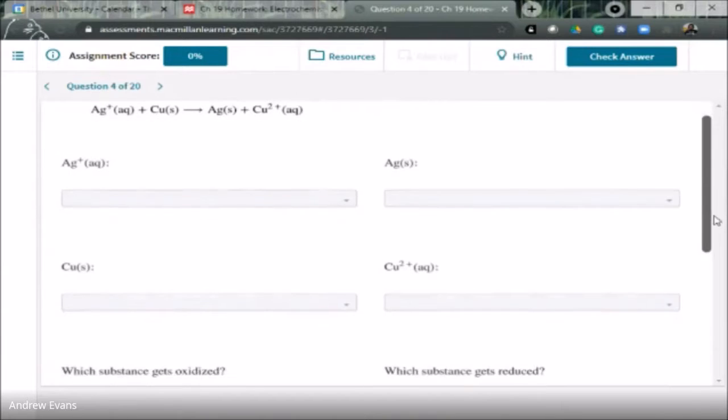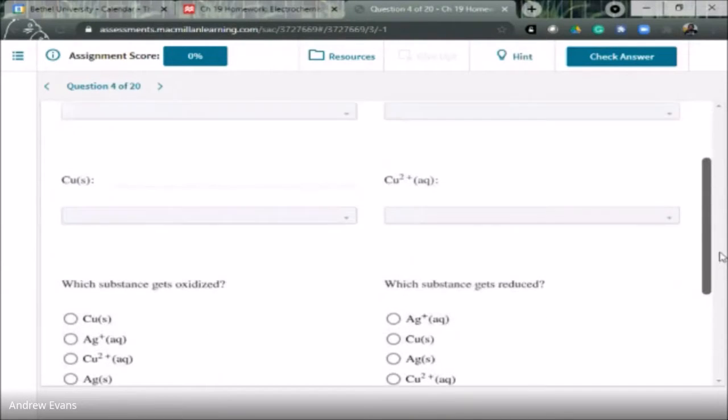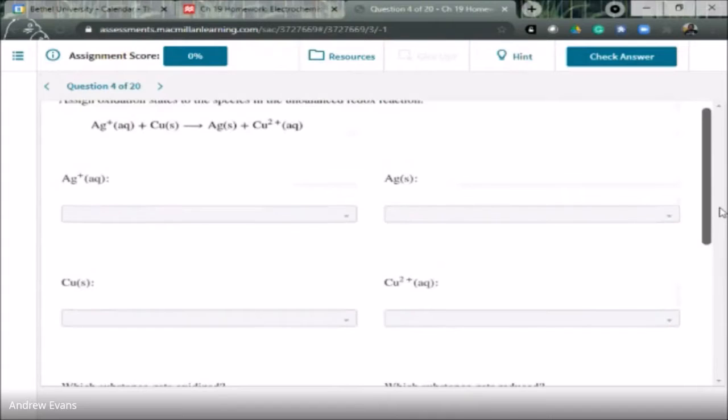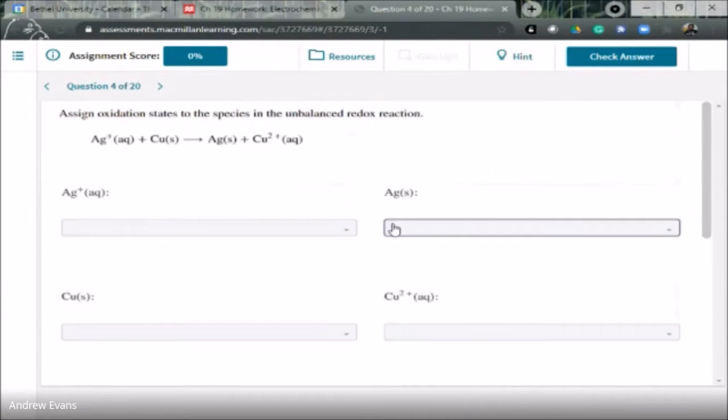For example, if it's a pure element in its standard state, and it's chargeless, it is considered oxidation state 0. So when it says Ag solid, that's just 0. When it's an aqueous ion all by itself and it has a charge, the oxidation state is the same as its charge. So don't overcomplicate it. Ag plus is just going to be +1. Copper 2 plus is just going to be 2 plus.